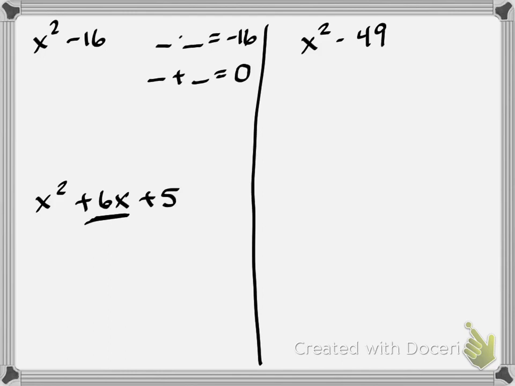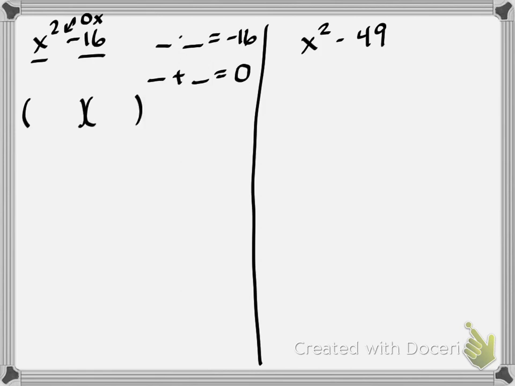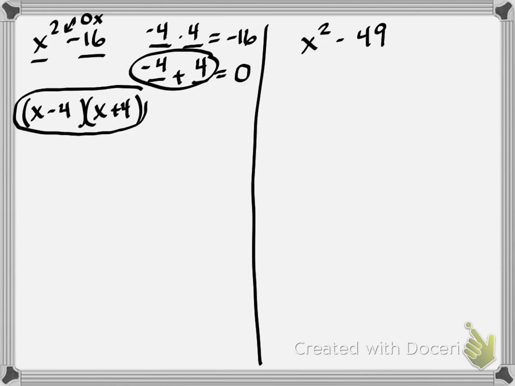There's no middle term there. It's just x squared and a number. So really we can say there's a 0x right in there. Again, we're trying to figure out what multiplies to negative 16, and those same two numbers have to add up to 0. And if you notice, it's going to be 4 and negative 4. Then we just take these two numbers and put them inside our parentheses, x minus 4, x plus 4, and that would be factored.